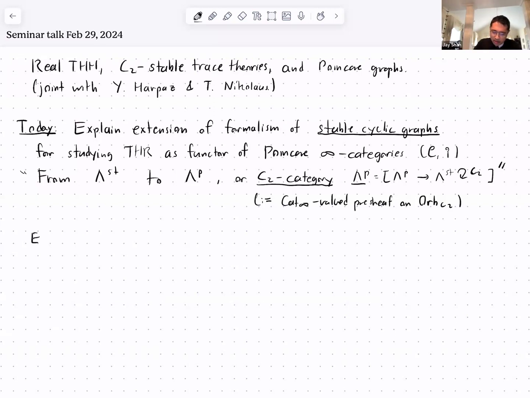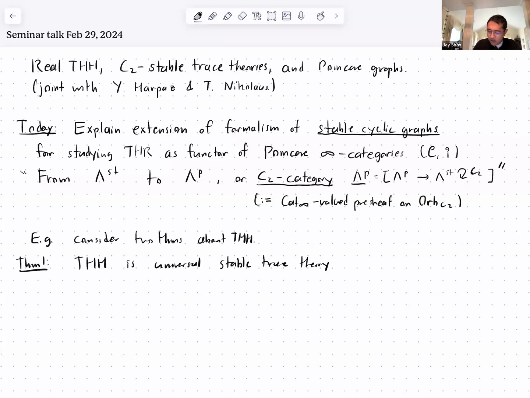So let me maybe try to focus the discussion by stating two theorems about THH, which this formalism of stable cyclic graphs is useful for. So theorem one is that, as I said in passing, THH is the universal stable trace theory. So this category lambda ST, which I'll explain, is a natural domain for THH as a functor to spectra, and it's needed to articulate the universal property of THH in this way.